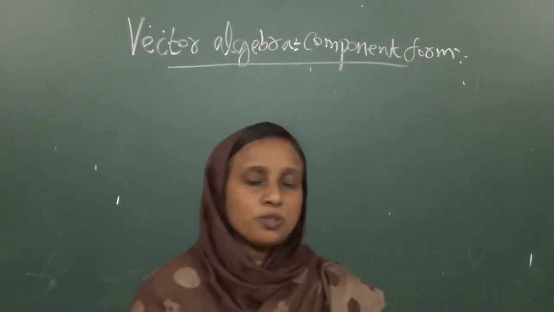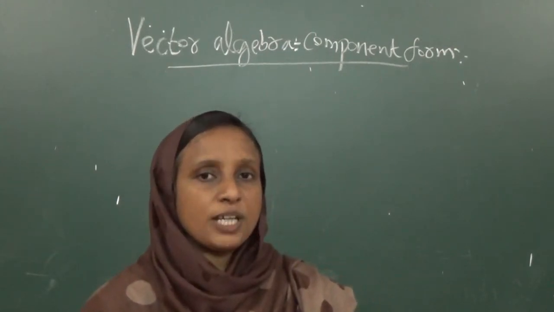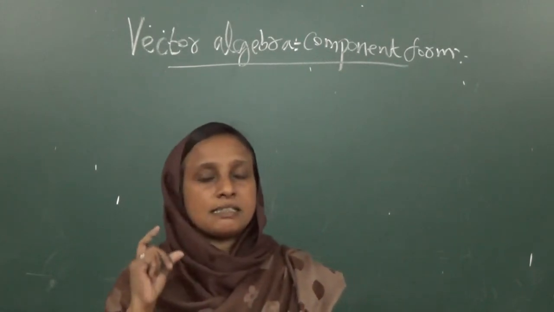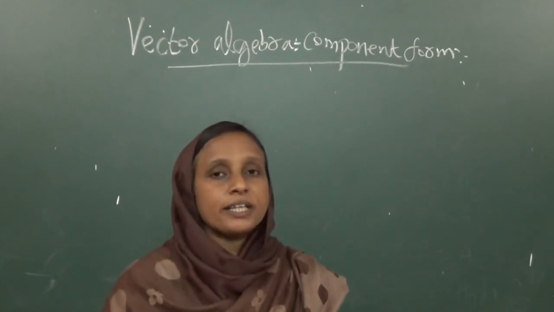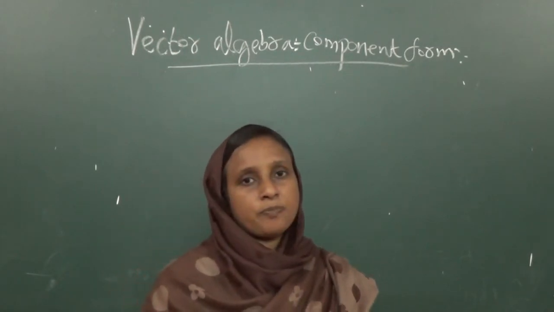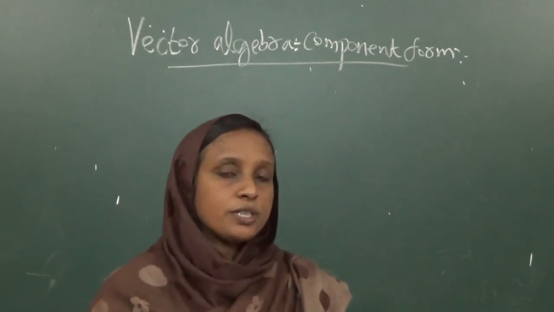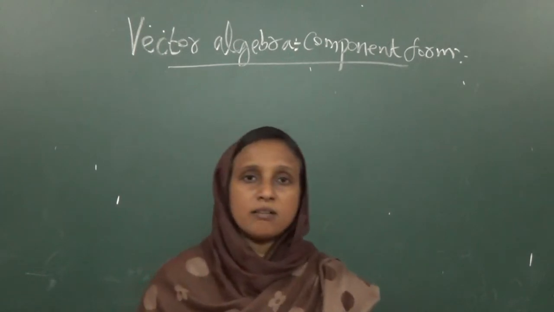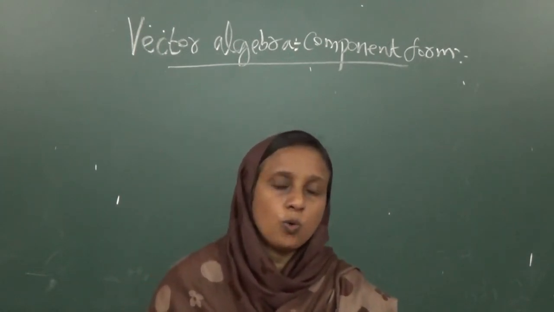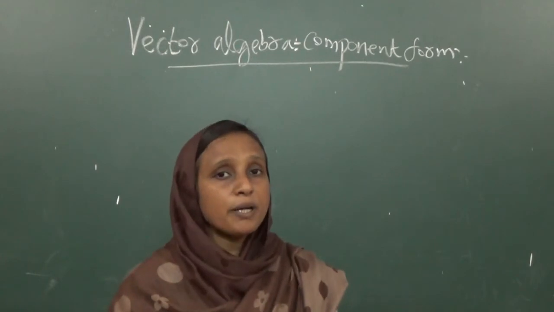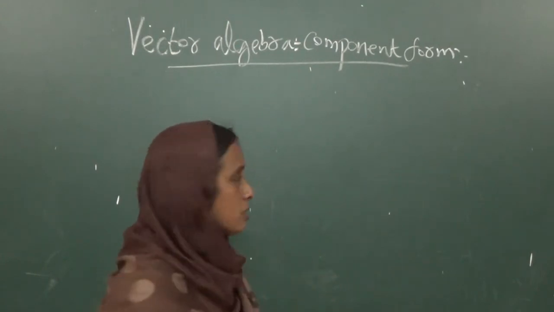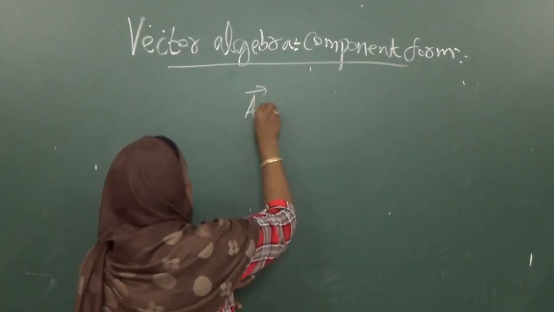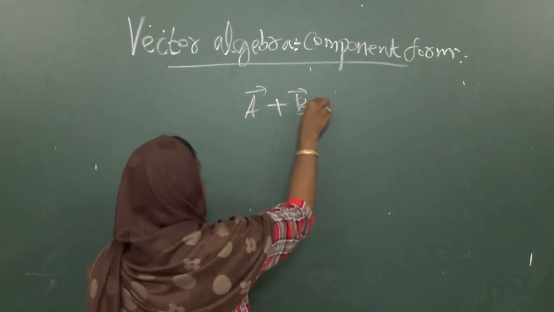Now we can use this component form of vectors to find out its addition, scalar multiplication, dot product and cross product. We have already learned all these different vector operations. Now we can do all these operations using the component form of these vectors. Suppose we have to find out vector A plus vector B.